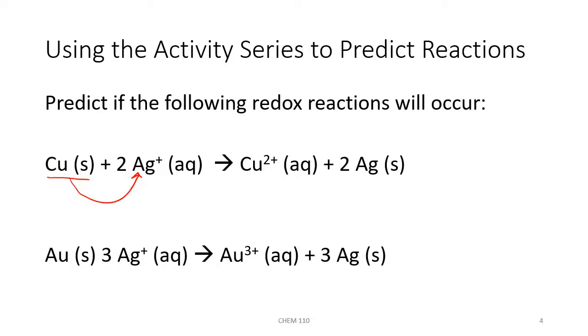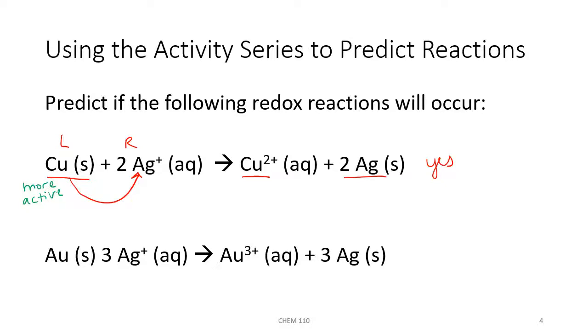When we look at the activity series, the solid metal copper on the left is going to be higher than the silver ion on the right-hand side of the arrow. This means that our copper is more active, or more easily oxidized. That tells us that yes, a single replacement reaction will take place where the copper becomes oxidized to copper 2+ and the silver becomes reduced to elemental metallic silver.